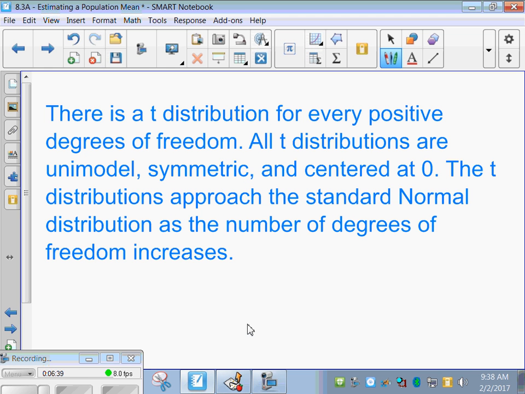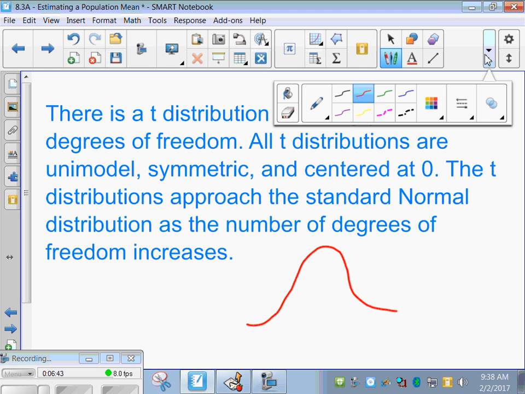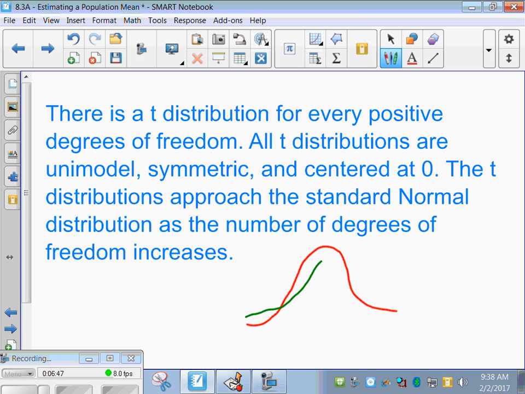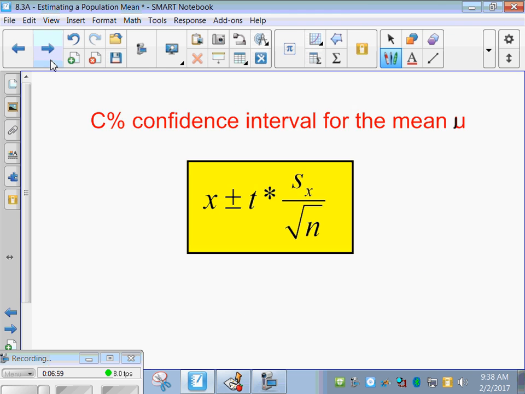So our normal curve actually goes a little higher, and our t curve has more width on the ends but goes lower. Looks really good right there. This is our t curve. So there's the formula you guys were looking for. Oh, this should be x bar.